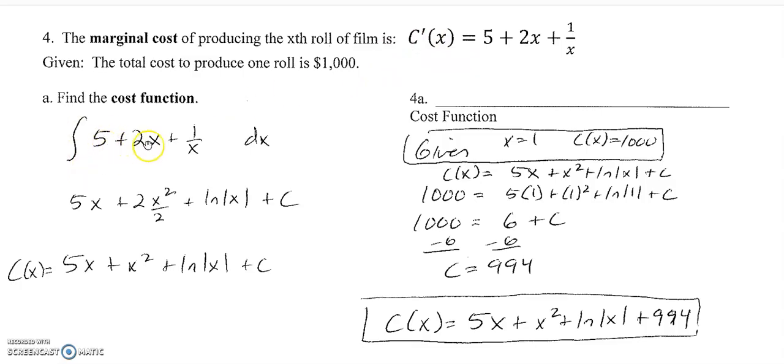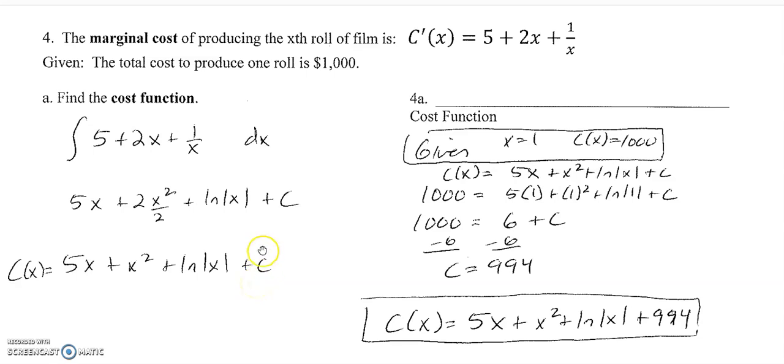So the integral of 5 plus 2x plus 1 over x dx, the integral of 5 would be 5x. The integral of 2x, the 2 stays in front. This is x to the 1, add 1, which is 2, divide by 2. And then the integral of 1 over x. 1 over x is x to the negative 1, which we referred to earlier. So that's ln absolute value of x. Don't forget your plus c. So we simplify our cost as 5x plus 2 over 2 is 1x squared plus ln absolute value of x plus c. So we have our cost function, 5x plus x squared plus ln absolute value of x plus c.